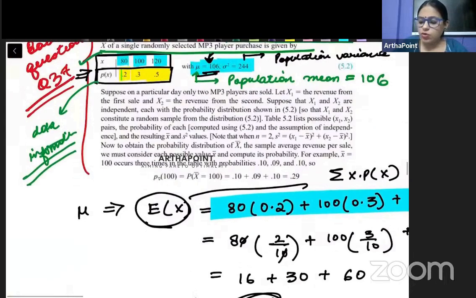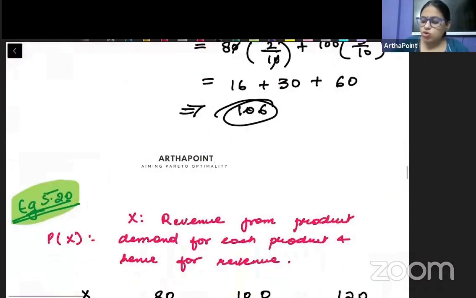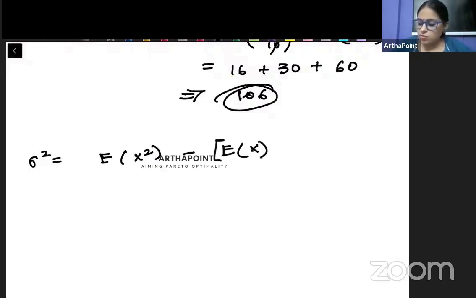Okay beta, now we will focus on the second part. Look here, it says that the variance of the population is 244. Let us spend 1 minute and just quickly calculate the variance also. In order to find the variance, we know that the formula for variance is E of x square minus E of x whole square. This is very, very simple. To find E of x square you need to do summation of x square into px. So E of x whole square.